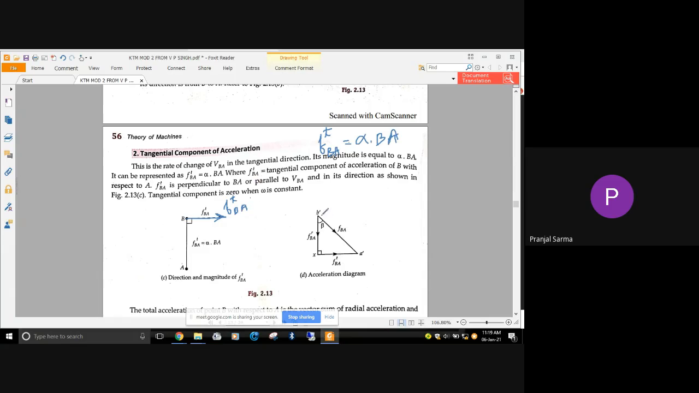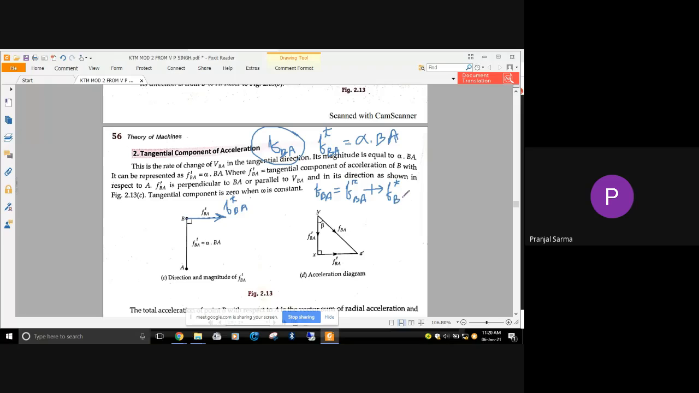That means if we want the total acceleration of B with respect to A, not the tangential component, nor the radial component, the total one, it is nothing but the vector summation of both the radial component of acceleration plus the tangential component of acceleration.